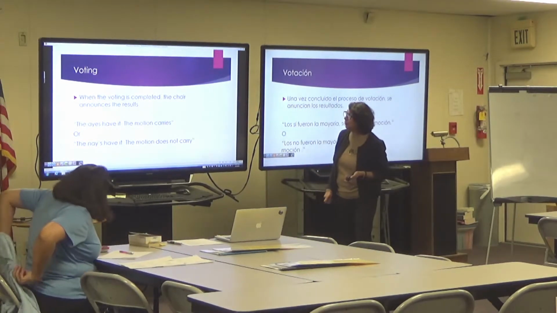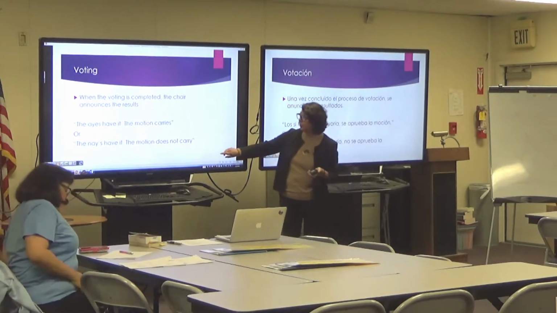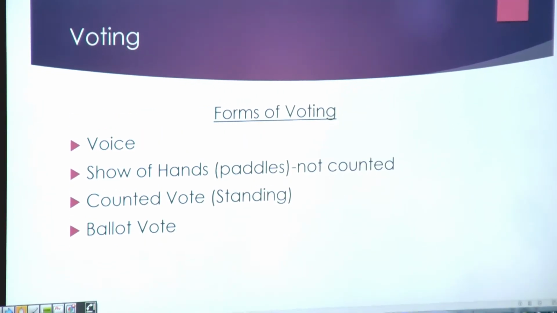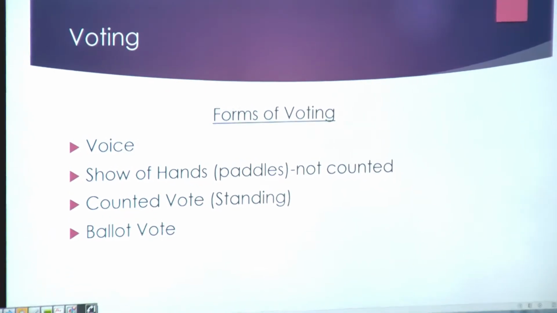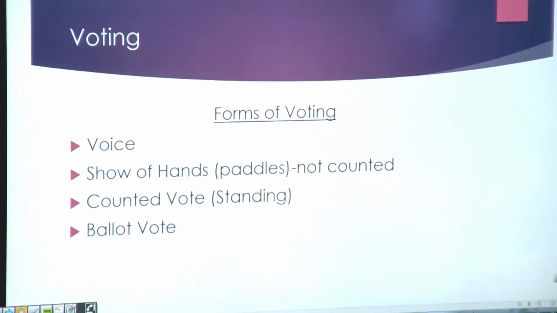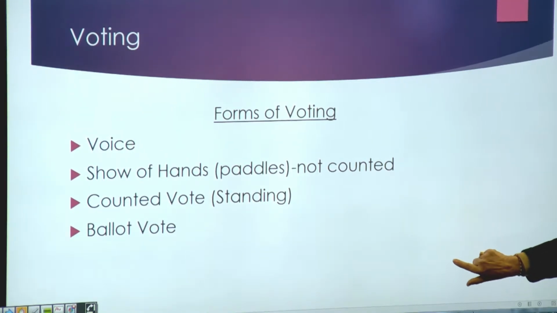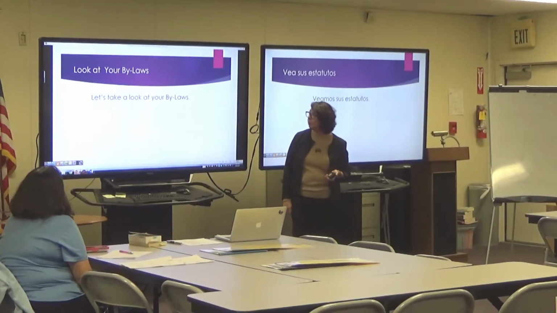Okay, so when the voting is complete, the chair announces the results. The ayes have it, motion is carried, or the nays have it, the motion does not carry. And again, there's voice. All those in favor say aye. Aye. All those, show of hands. You can do show of hands or paddles. You can do a counted vote by standing or sitting or counting paddles, or a ballot vote. But again, your district uses the paddles, and that's fine. You don't need to count, though, and you don't need to name who did what.